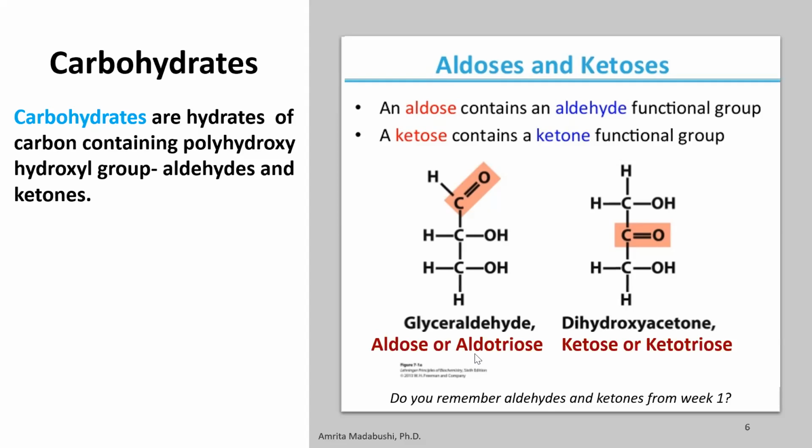And this particular one that you are looking at, we can call an aldotriose, because tri is for 3 and there are 3 carbons here. And this one is a ketotriose because it is a ketone with 3 carbons. Okay.